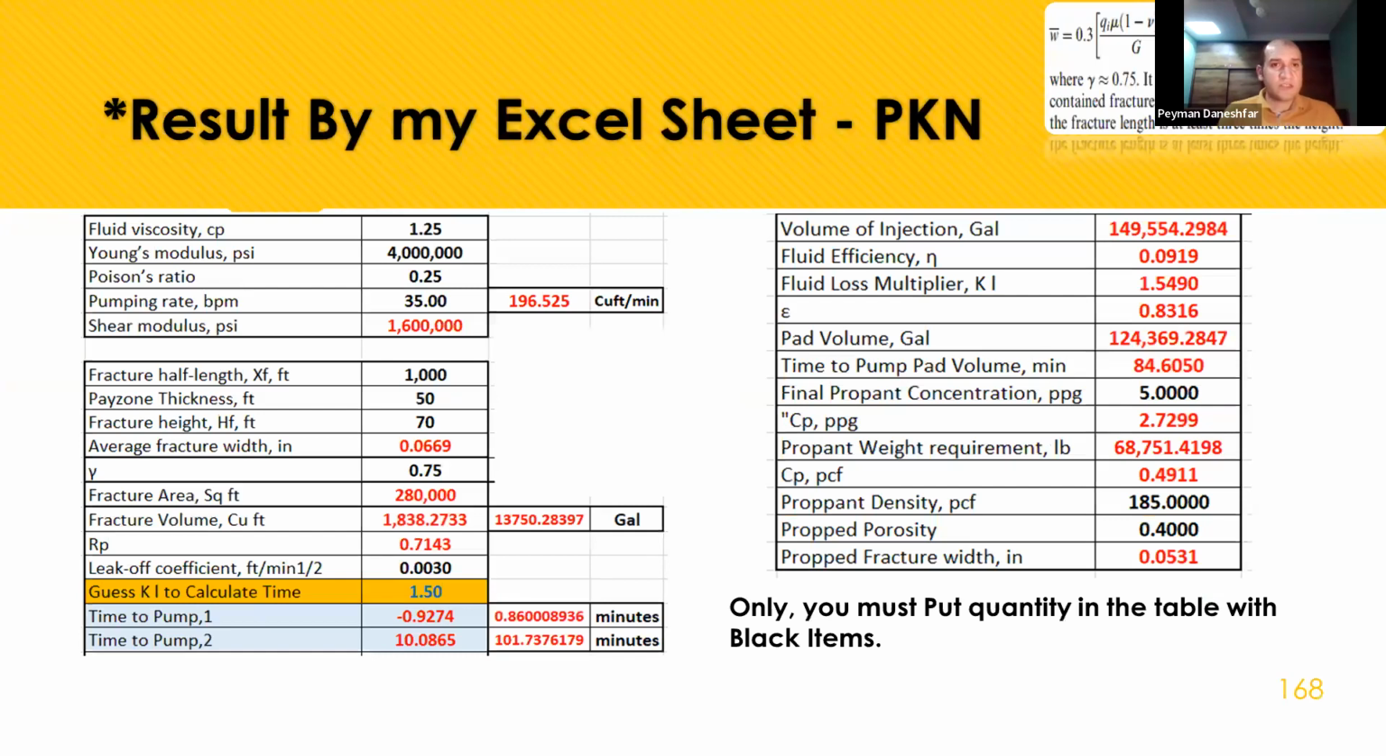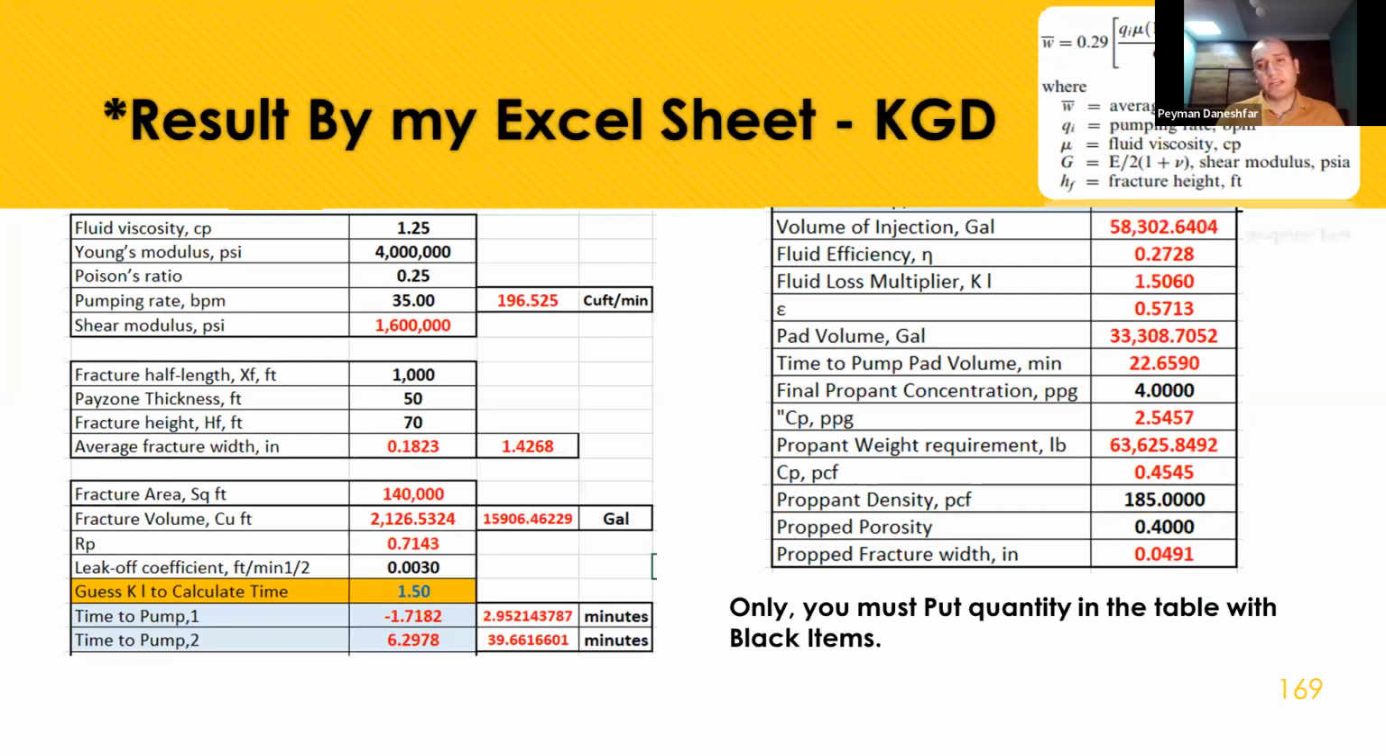With our PKN model and the average width, you can see that our propped fracture width is about 0.05, and with the KGD model, it's about this time.